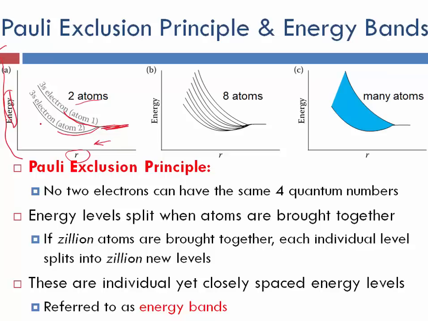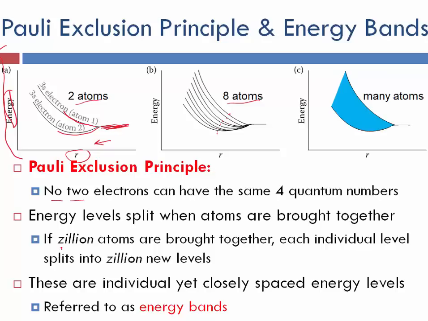Okay? Because as the orbitals overlap, they sort of have to push each other out of the way a little bit so that they don't have the exact same energy. And so since no 2 electrons can have the same exact 4 quantum numbers, the energy levels end up splitting as the atoms are brought together. And in the case of if we had 8 atoms that were brought together, then the energy levels would split into 8 different sublevels.